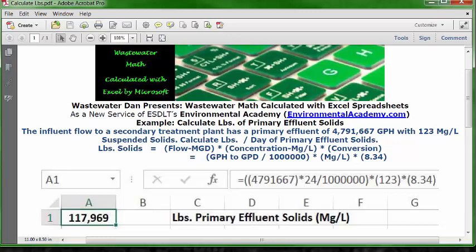So that will all be converted within the formula itself. So now let's go to the formula bar and type in this formula. Equal sign, 2 open parentheses, 4791667, close parenthesis, multiplication key, 24, division key, 1 million, close parenthesis, multiplication key, open parenthesis, 123, close parenthesis, multiplication key, open parenthesis, 8.34, close parenthesis, and then press return or enter, and you'll see in A1 is the answer of 117,969 pounds.